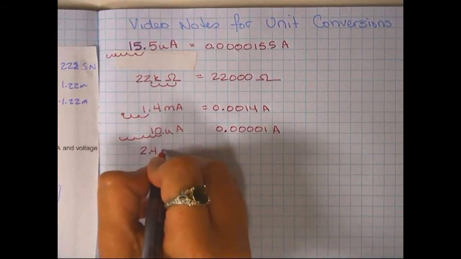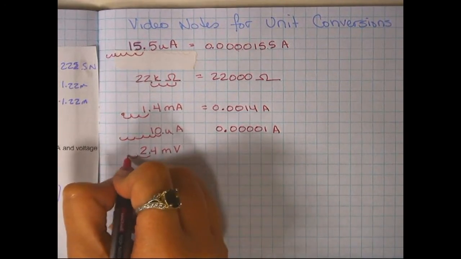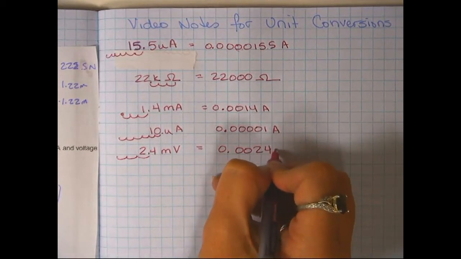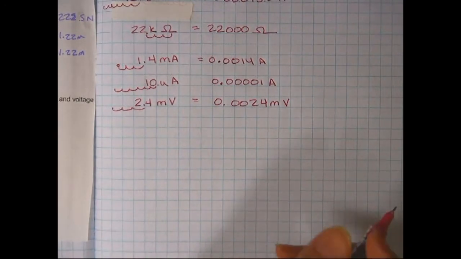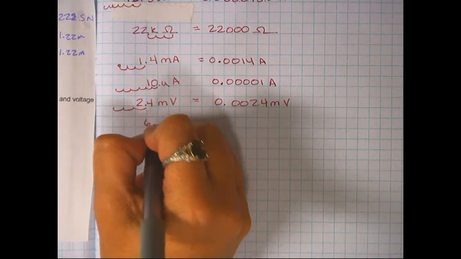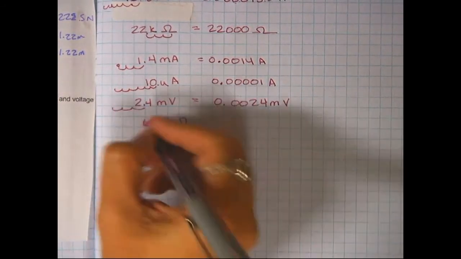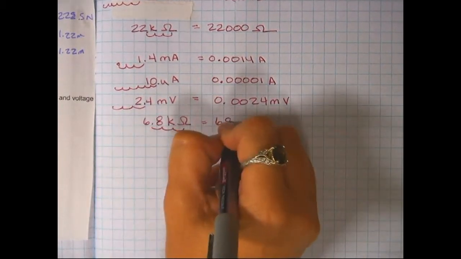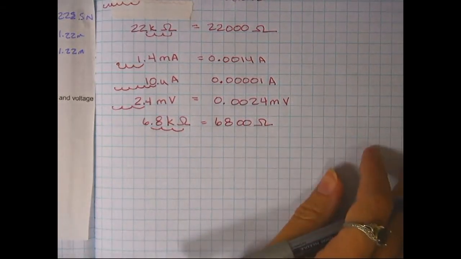2.4 microvolts. So micro is a small number, so I need to move it this way. 3. 0.0024 microvolts. And so on. You just have like one more on your page. Okay, I'm going to go ahead and do that. 6.8 kiloohms. Kilo is a big number, so we're going to move it over this way 3 places, so we get 6,800 ohms.